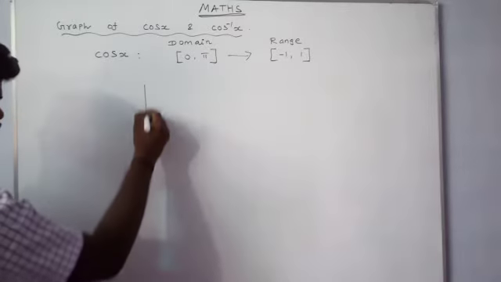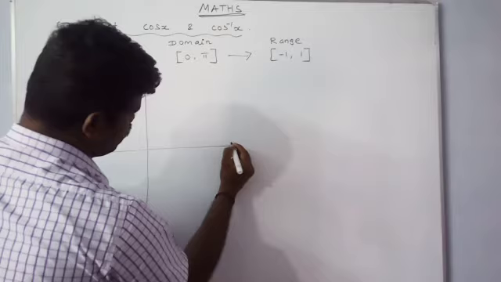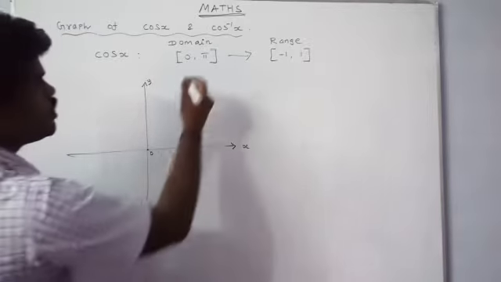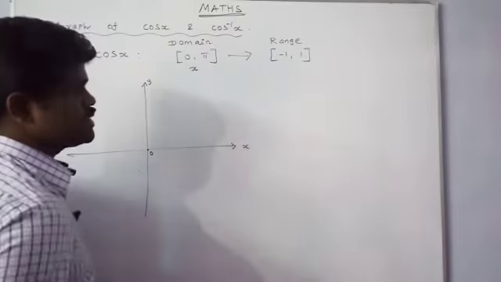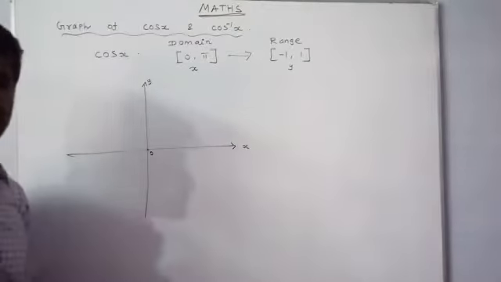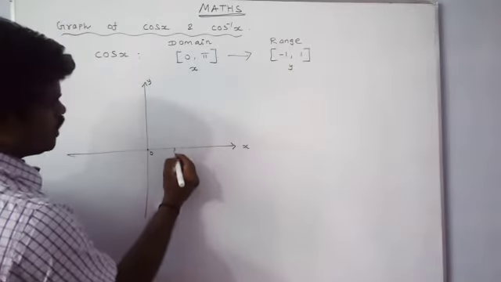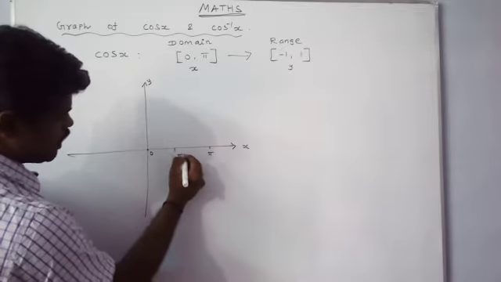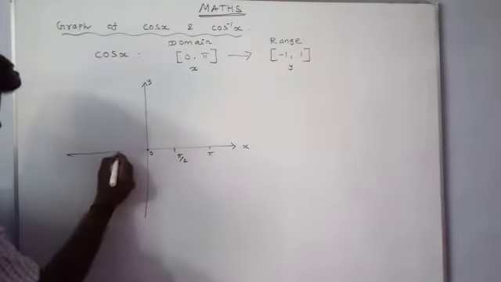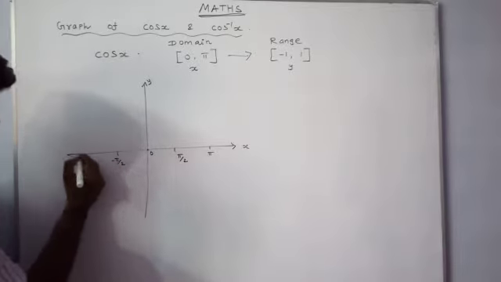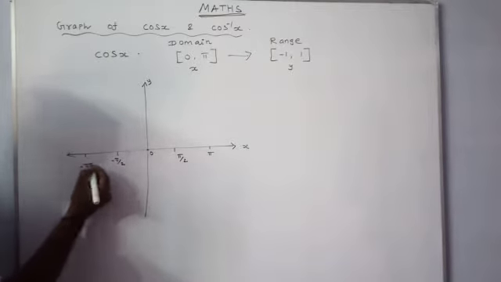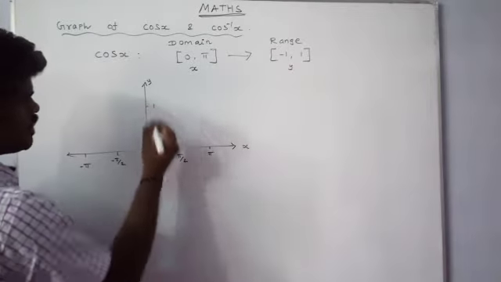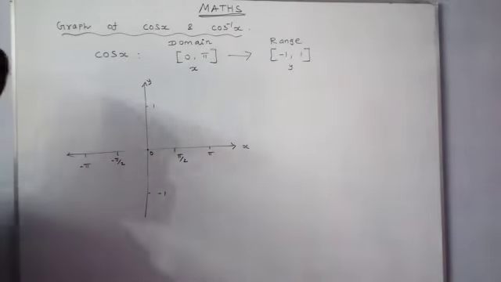First of all, we draw the graph. This is the x-axis and this is the y-axis. This is 0. Now, what are the values? Here 0, here pi, and in between the value is pi by 2. Take here minus pi by 2 and here minus pi. And on the y-axis we take -1 to +1. This is +1 and this is -1.